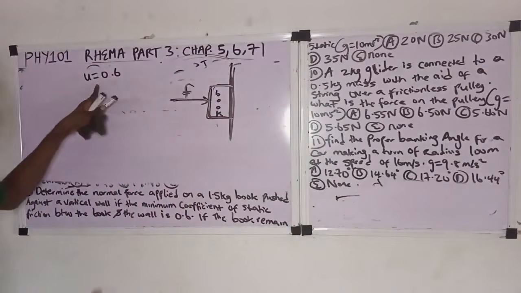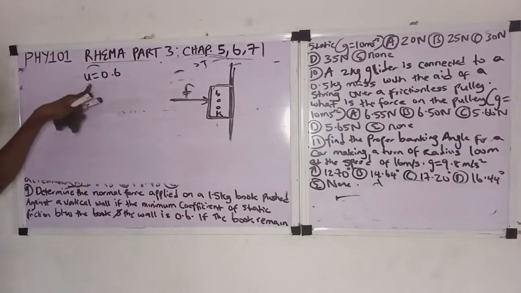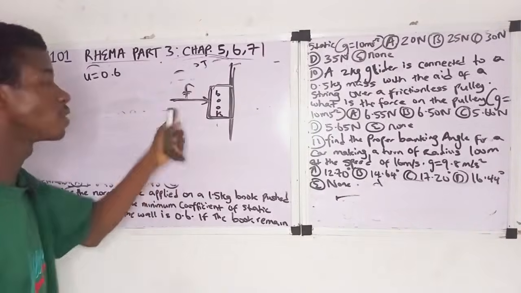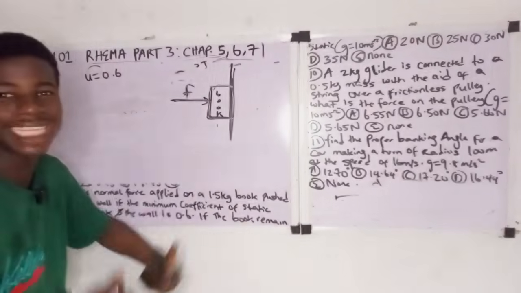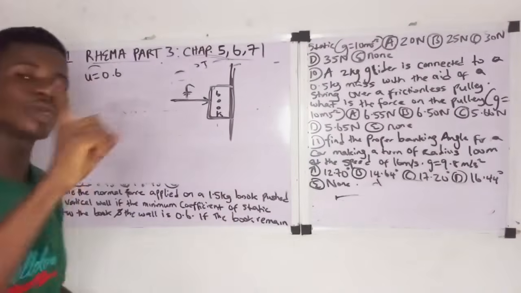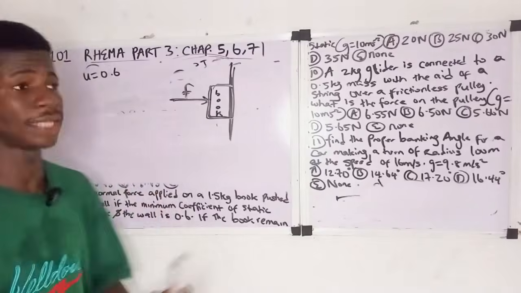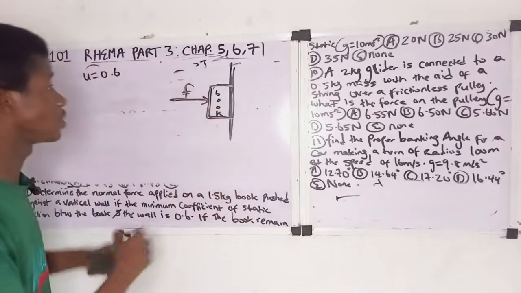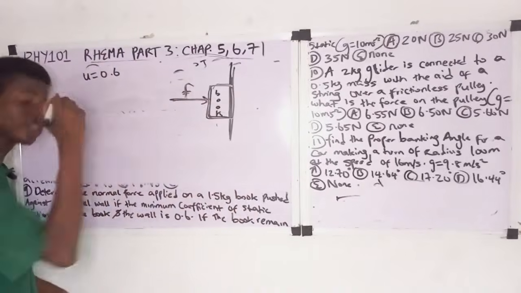They gave us the coefficient of friction to be 0.6, so this question is coming out of friction. We are looking for the force. It's very easy. Now let's analyze it. Under friction, you know, what is the frictional force?